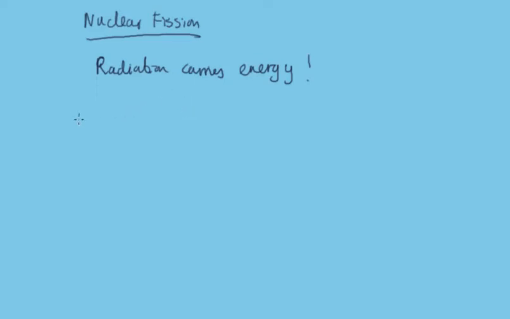Let's look at an example. Let's look at uranium. Uranium-236, and uranium's atomic number is 92, breaks down into barium-144, 56, plus krypton-89, 36, plus 3 neutrons.